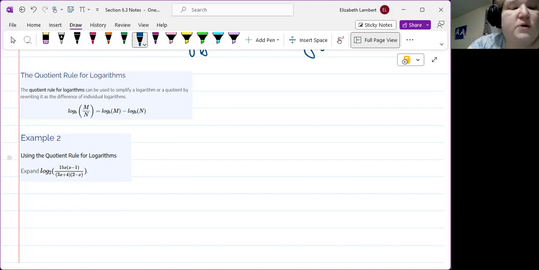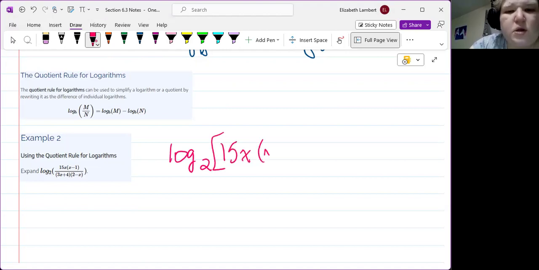All right, so log base 2 of 15 times x minus 1 divided by 3x plus 4 times 2 minus x. There's a couple of ways to do this, but when you're first learning the rules, the outermost operation here is the division, the giant fraction. So we would handle that first by using our quotient rule. So we're going to split this into log base 2 of the top.